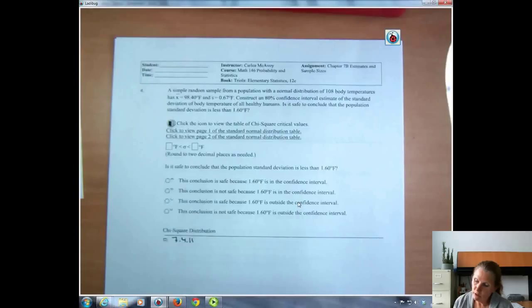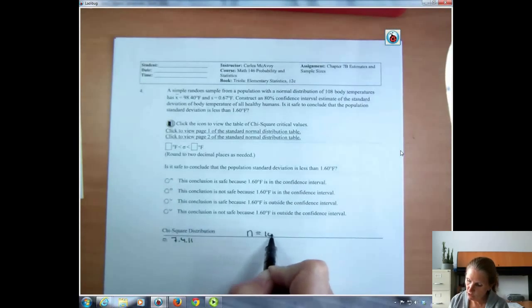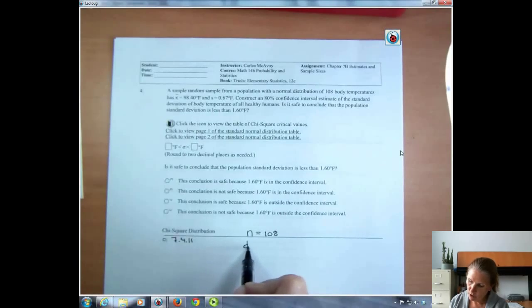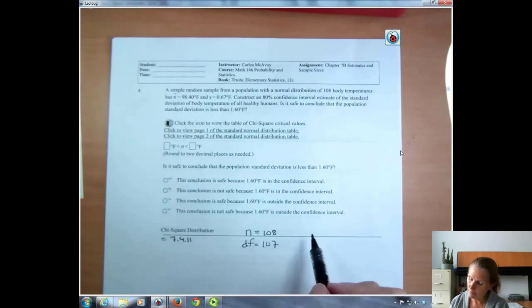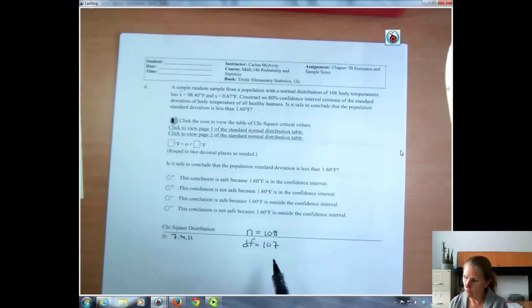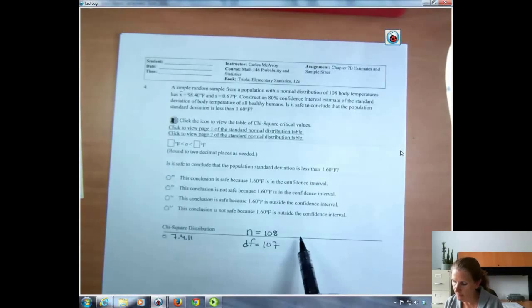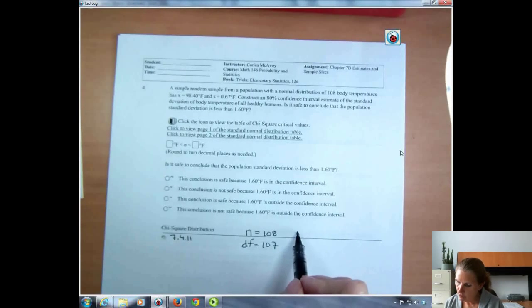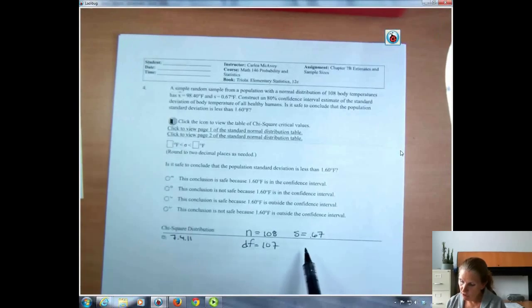Is it safe to conclude that the population standard deviation is less than 1.6? Well, whether it's inside or outside the confidence interval is how you're going to answer that question, right? We're going to go through the same process as before. N is 108, so N minus 1, or the degrees of freedom, is 107. We're going to use 100 on the chart because we don't have the exact numbers listed there. It just goes up to 100, and that's it. We know that our standard deviation is 0.67. We're going to need that in there. And we are talking about 80% confidence.